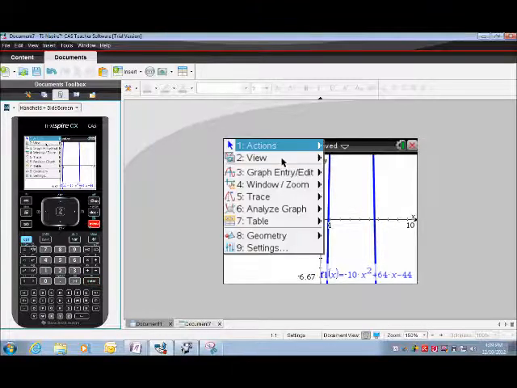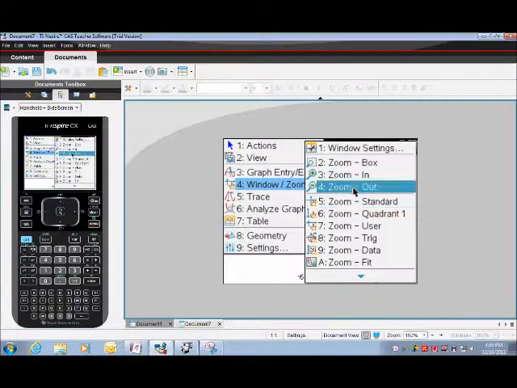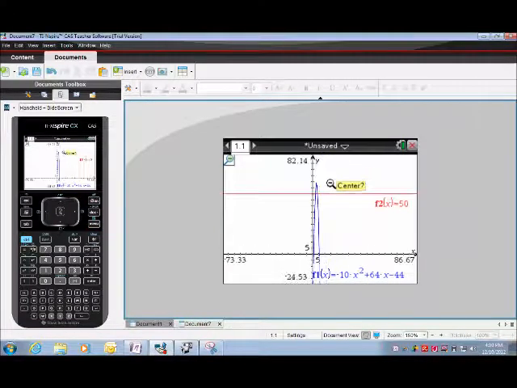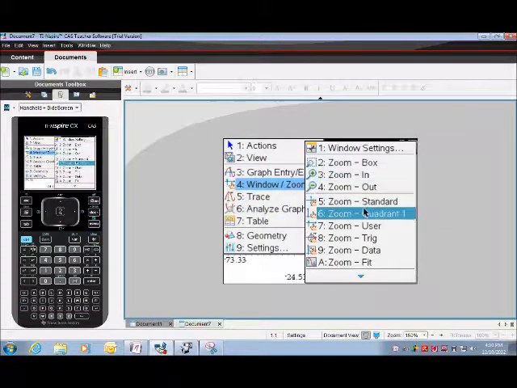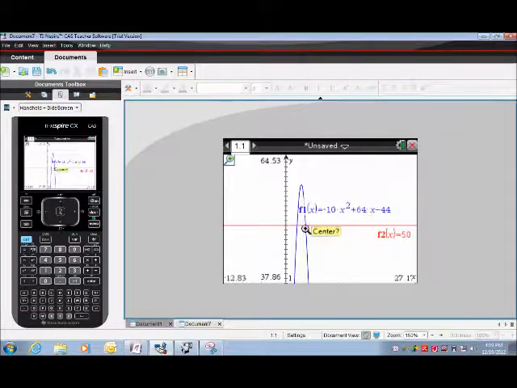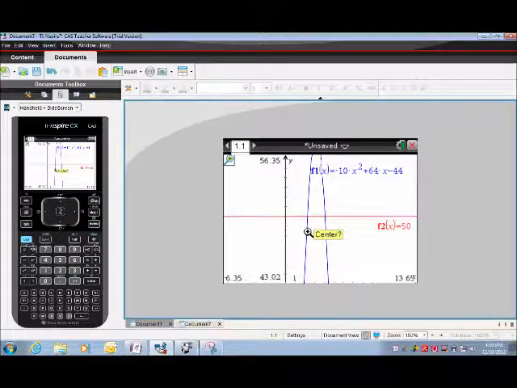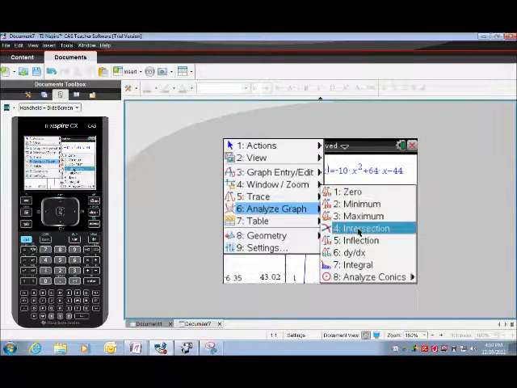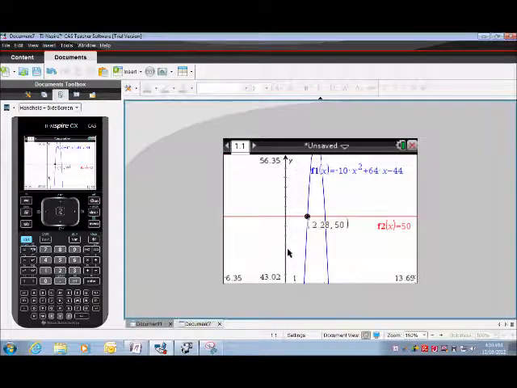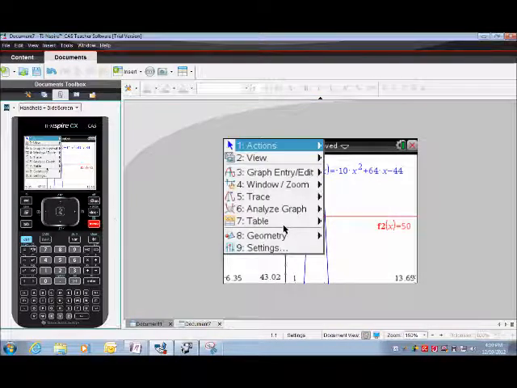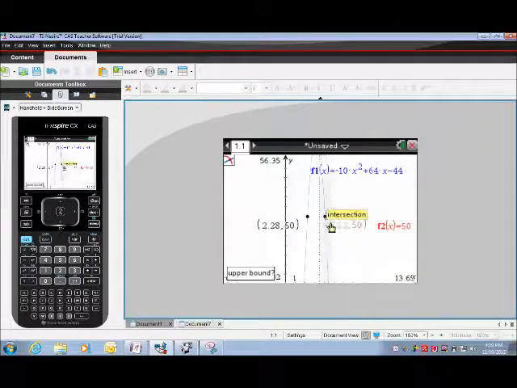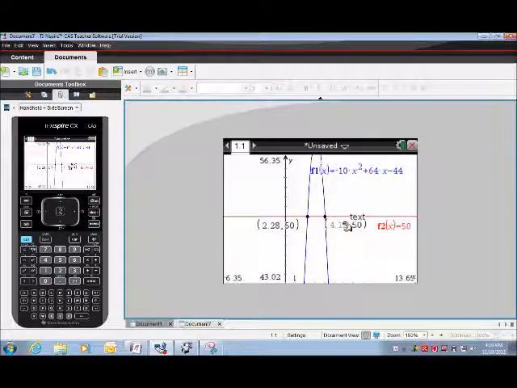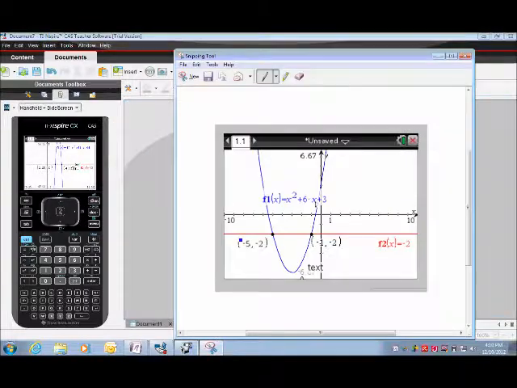Now I can't see both my graphs, so I'm going to zoom out. And then that's really small, so I'm going to zoom back in onto where I can see my intersecting points really well. Okay, so now I find my intersection points. Menu, analyze graph, intersection, click to the left, click to the right. Now I do the same thing for the second intersection point. I hit menu, analyze graph, intersection, click to the left, click to the right. Alright, so now I have both of my points, and I'm going to go ahead and copy this over like I've been doing.